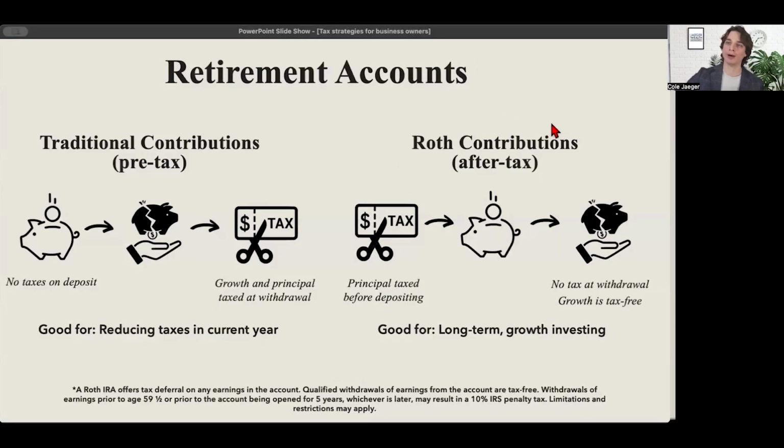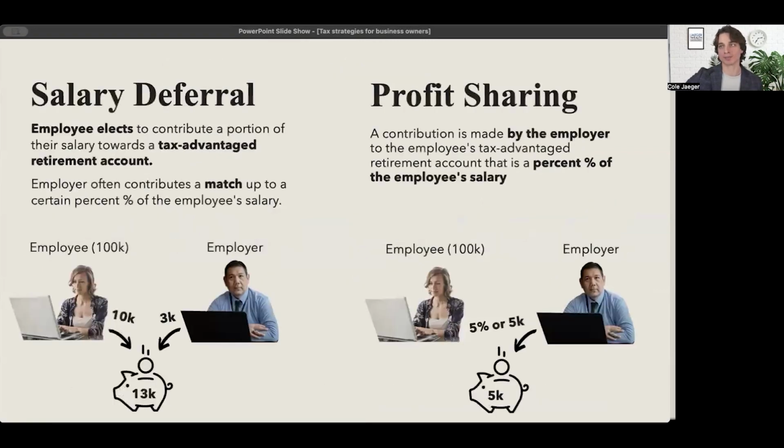And in a Roth account, you'll pay taxes before the money goes into your account. And then you don't pay any taxes when you withdraw it. So all the growth is tax-free, which makes it great for long-term growth investing. These accounts do penalize you if you withdraw before 59.5, but that only makes sense as they are retirement accounts.